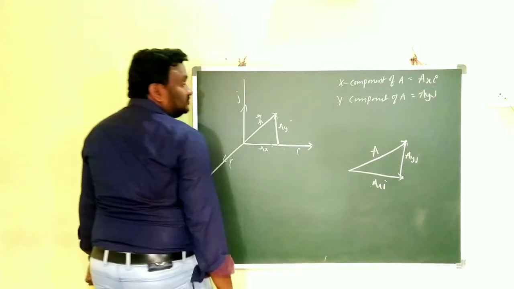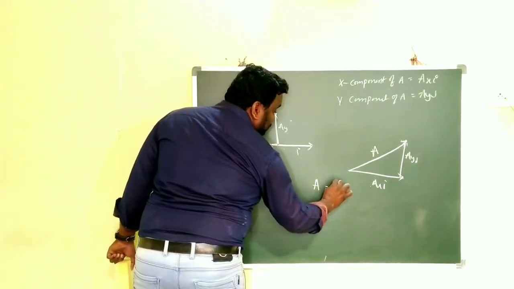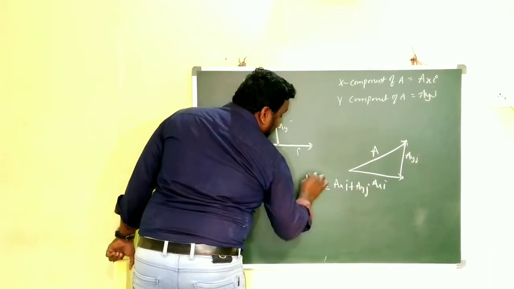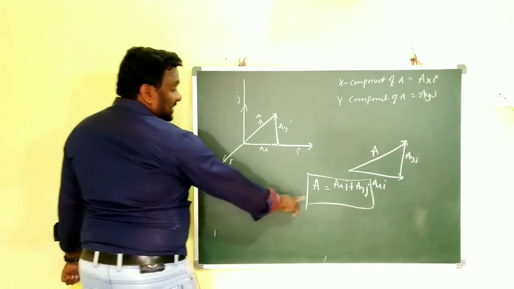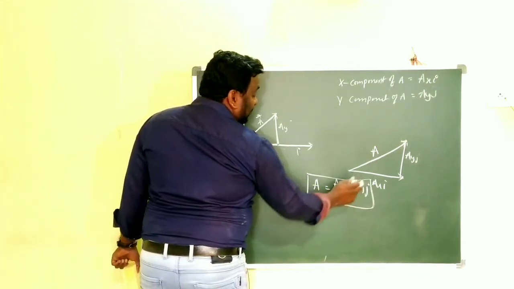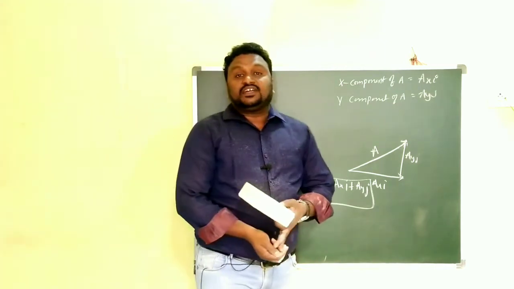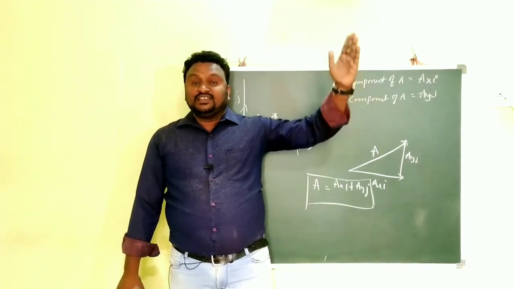Now this is A. Then A can be written as A is equal to AXi plus AYj. It is the vector form of A. Clear? A is equal to AXi plus AYj. Now this is the vector. So in this way, children, a vector can be divided into two components. Vector A is AXi plus AYj.